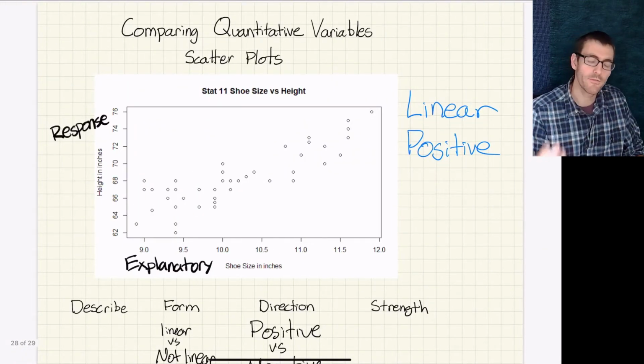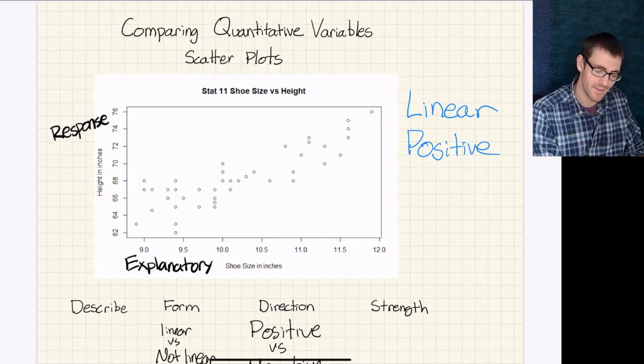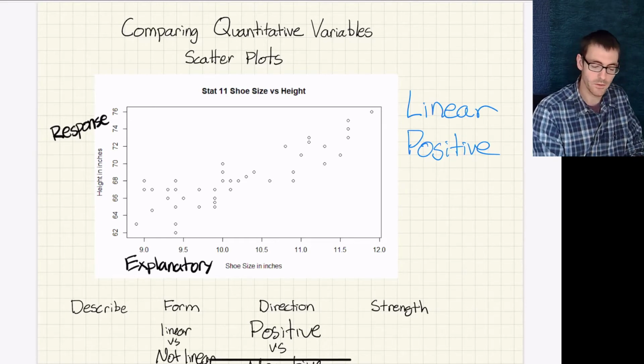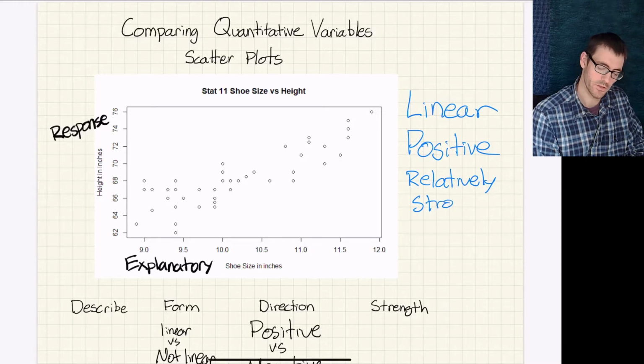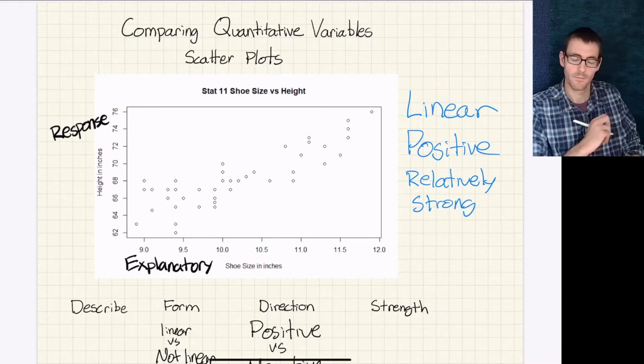So back to our first example, I would say that this is actually a reasonably strong, so I'm going to call it a relatively strong association. Cool.